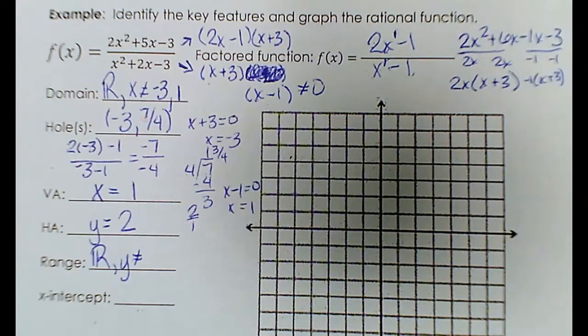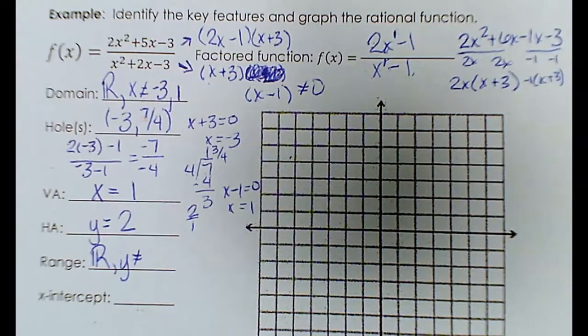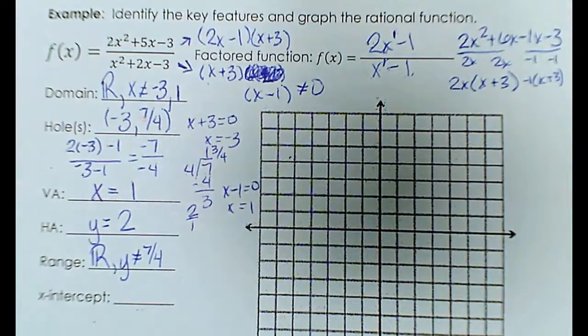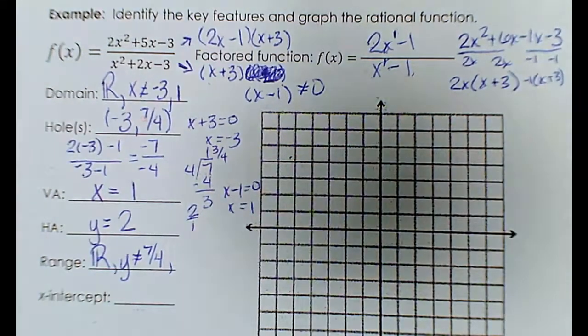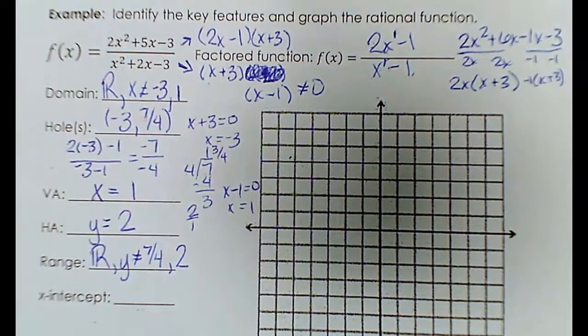So the range is all real numbers except y cannot be equal to what? Tell me about the hole. What can y not equal? -3 is the x value. I don't care about that. Y can't equal 7/4 because there's a hole where the y value is 7/4. Y can also not equal what? 2 because there's a horizontal asymptote where y equals 2. So those are my two values for the range that cannot occur.